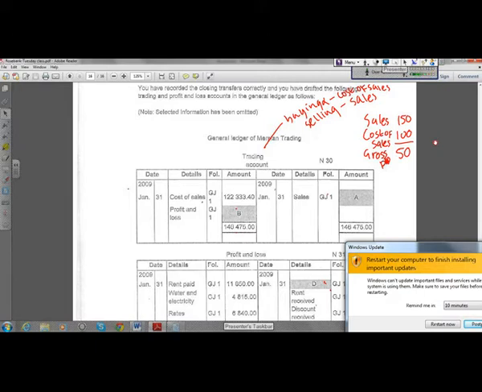So the purpose of the trading account is to calculate the gross profit. That's the main purpose of this trading account. And we know that gross profit equals sales minus cost of sales. Here they have given us shaded areas that we need to complete.